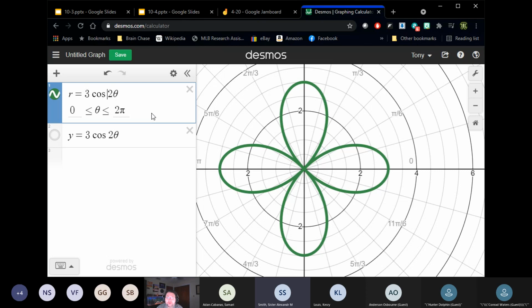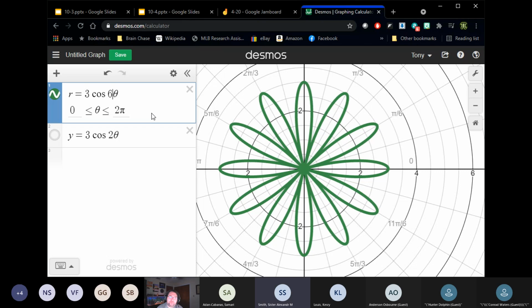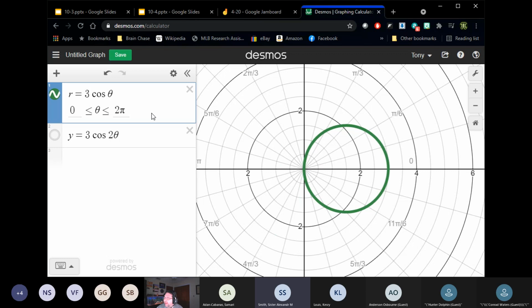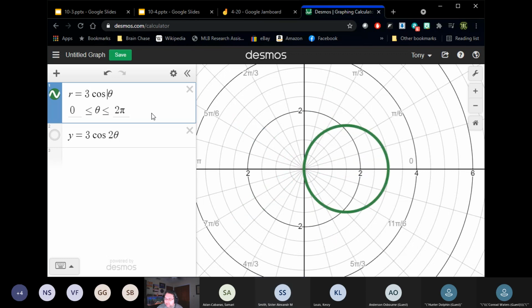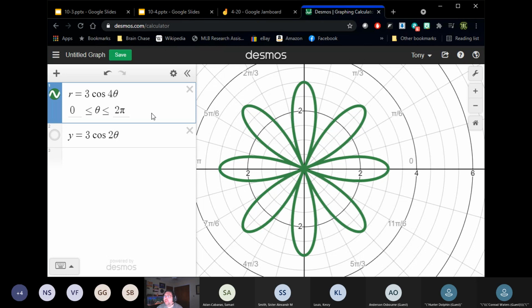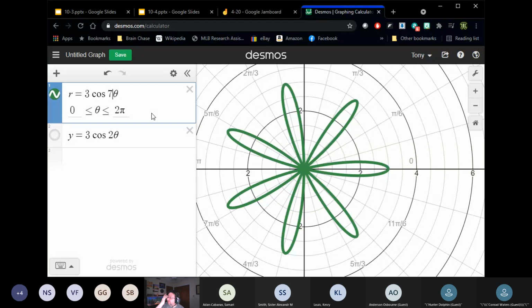For those of you that are playing around with your graphs, if you want more leaves, all you have to do is change the number by theta. Any odd one will give you exactly that number of leaves. Any even one will give you double the number of leaves. So if you do 4 theta, you're going to get 8 leaves. If you do 5 theta, you'll get 5. 6, you'll get 12. 7, you'll get 7. So you can play around with that.